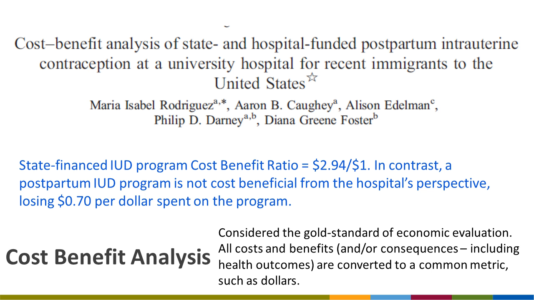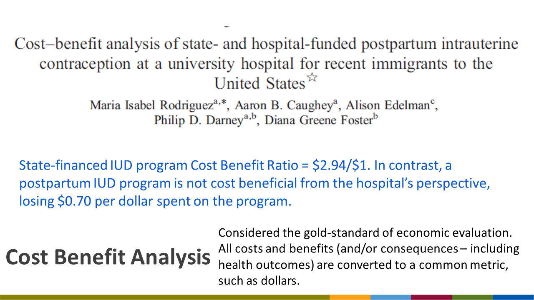So this was the state-financed IUD program. Okay, 2.94. Yeah, that one. Thank you. So the cost-benefit ratio from the perspective of a state finance program is $2.94 for every dollar. And where the 70 cents comes into place is that from the hospital's perspective, instead of gaining $2.94 for a dollar, they actually lost 70 cents per dollar spent on the program.